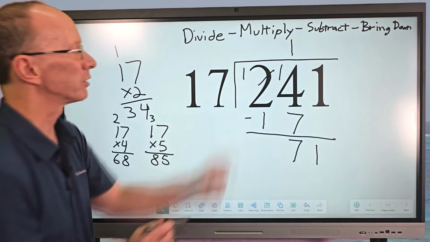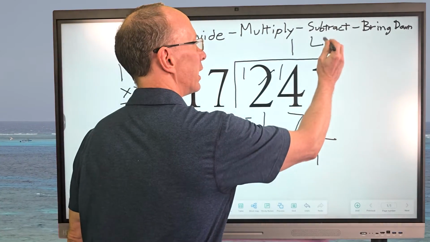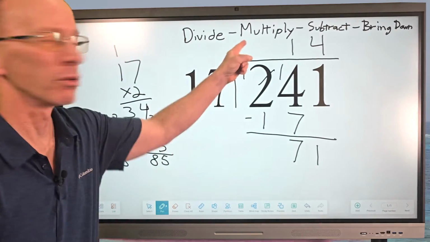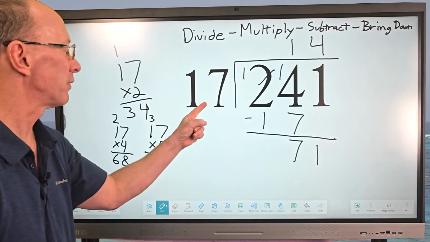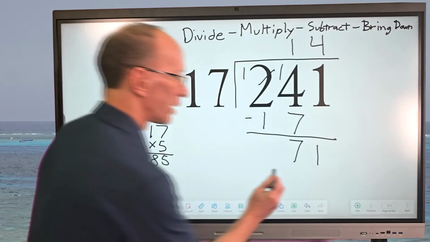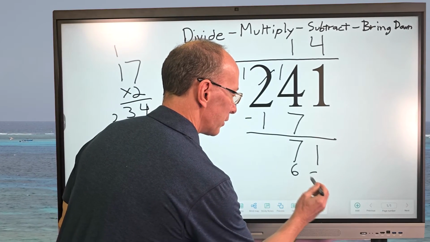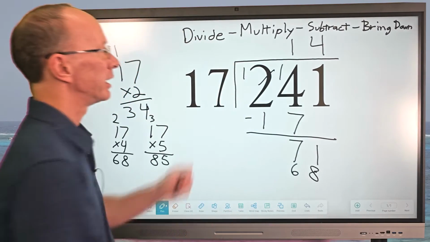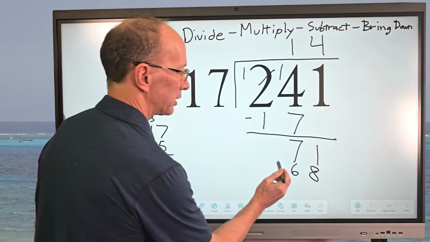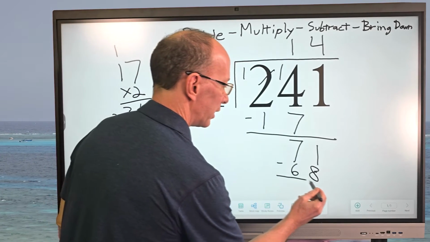So I'm going to go ahead and put the 4 right here. And then my next step is to multiply. 4 times 17 equals 68. So go ahead and put 68 right here. And then my next step is going to be subtraction. Put the line right here.